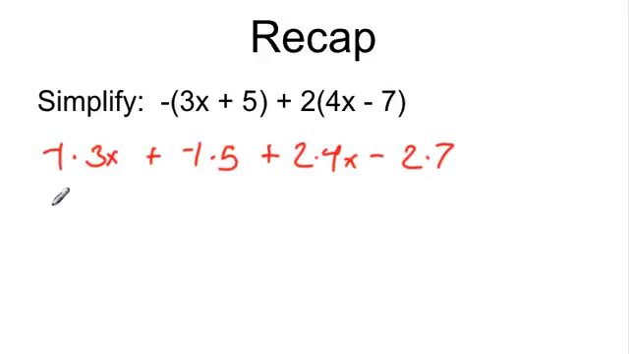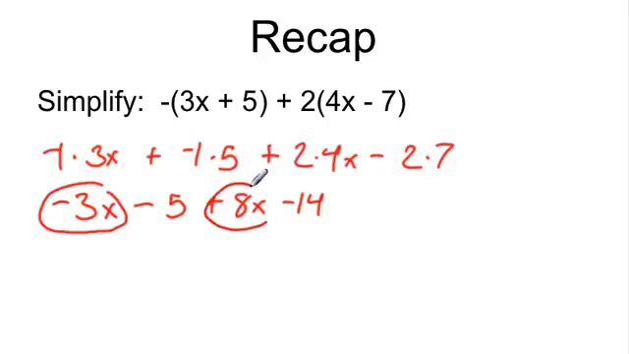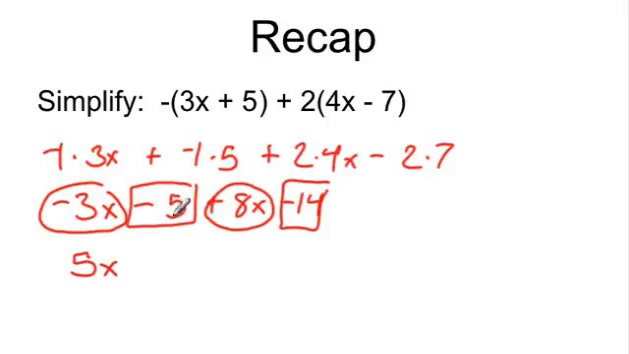Now when I finish all that out, I get negative 3x plus a negative 5, so that's minus 5, plus 8x minus 14. Once I've distributed, I can then combine like terms. A negative 3x and a plus 8x would be positive 5x. And my constant terms, negative 5 and negative 14. So negative 5 minus 14 would be negative 19. Consult your calculator if you need. And that is how we distribute.